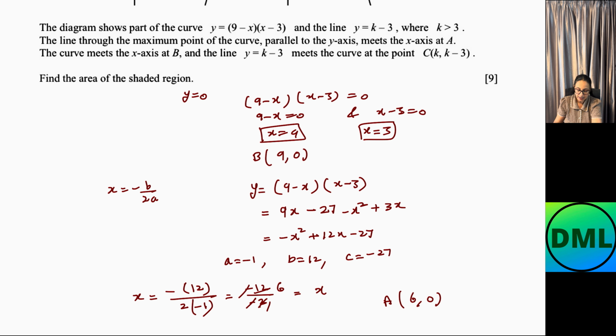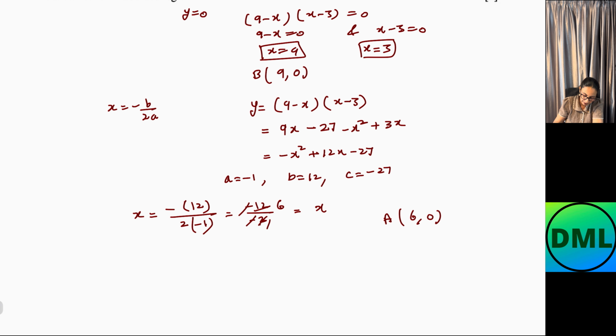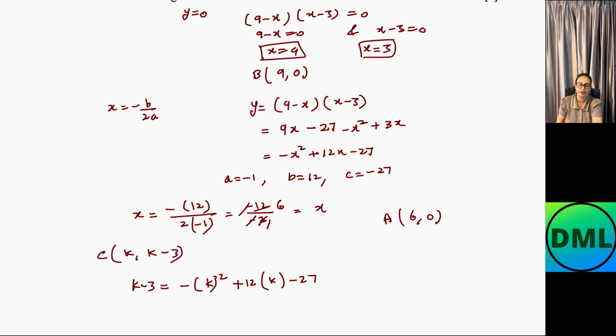These are my coordinates. I need to get the coordinates of C. As the point C lies on the curve, I have to substitute that point into my curve. Let's substitute my point into the curve. My C point is (k, k - 3). Why is it k - 3? k - 3 is equal to minus x squared, which is k squared, plus 12x, x is your k, minus 27. I need to open that bracket here. k - 3 = -k² + 12k - 27.